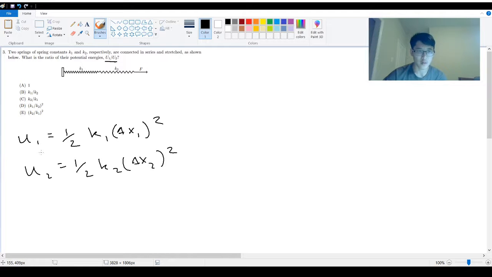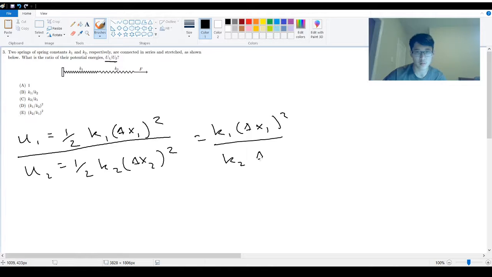Okay, so obviously the ratio between these two is just going to be equal to k1 times delta x1 squared over k2 delta x2 squared. So all these answer choices are in terms of k1 and k2. So we want to find delta x1 and delta x2 in terms of k1 and k2.